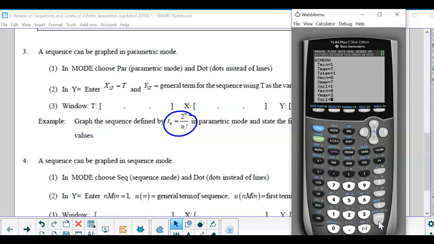Okay, so now if we graph that, you can see the blue dots are your term values. If you trace on that, it shows you, so term 1 has a term value of 2, cursor to the right. Term 2 has a y value of 2. Term 3 has a y value of 4/3, then 2/3, then 4/15, 4/45, 8/315.